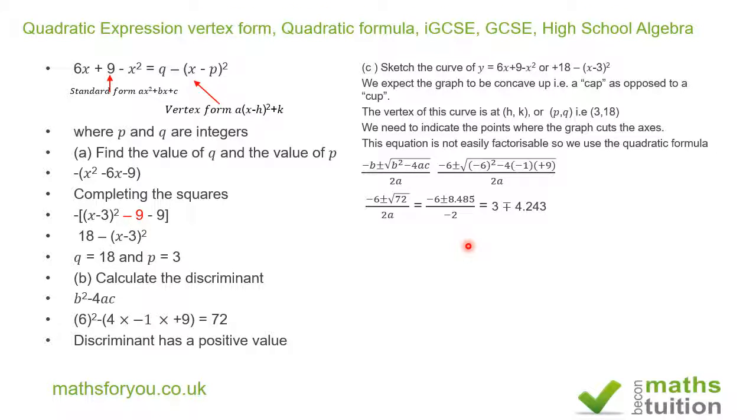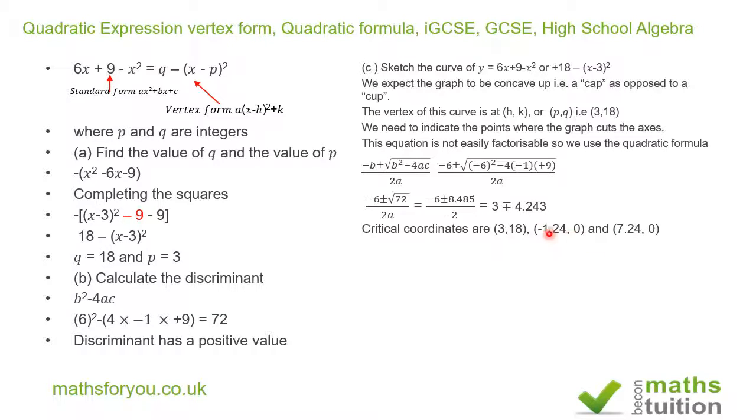In which case the graph cuts the x-axis at the points minus 1.24 and plus 7.24. So our critical points so far are 3, 18, minus 1.24, 0 and 7.24, 0. Now these two indicate where the graph cuts the x-axis from the quadratic formula.